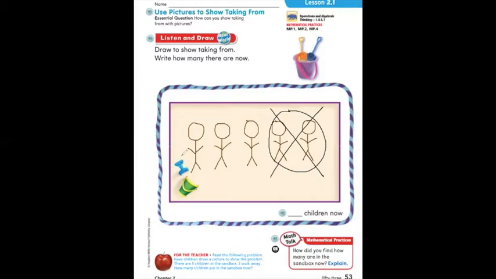Thinking back again to our math story, we know that the question was, how many children are in the sandbox now? So now we're going to see how many children are left. If we count the number of children left in the sandbox, we see that there are 3 children now. So let's write that number 3 on the line on the bottom. And say this sentence with me. There are only 3 children in the sandbox.